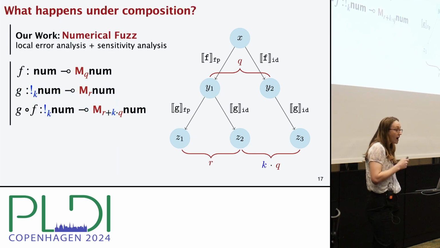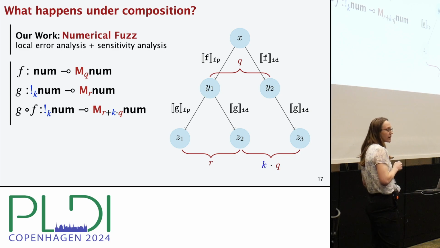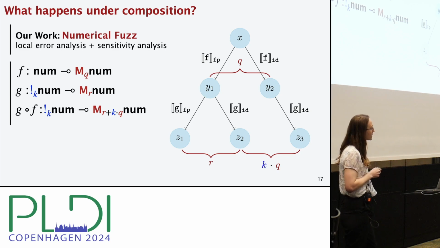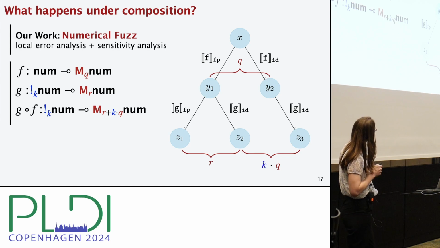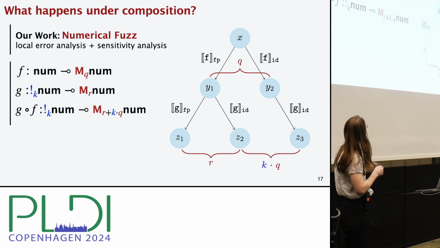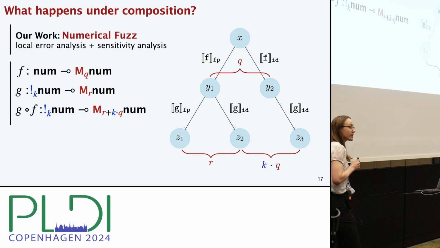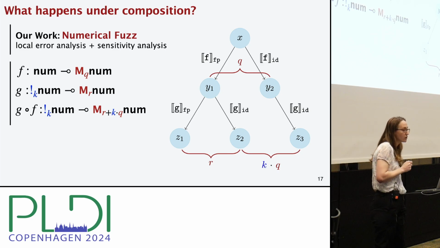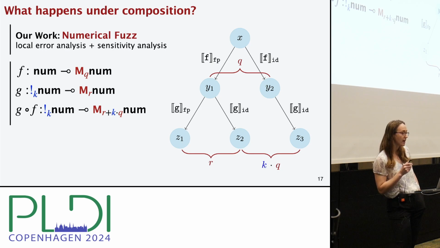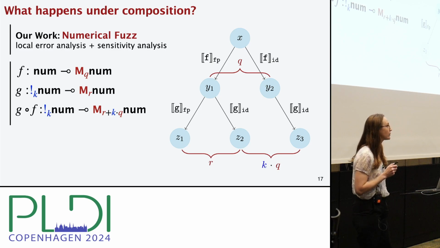All right, so now in Numerical Fuzz, we answer this question of what happens under composition for rounding errors using the combination of the local error analysis and a sensitivity analysis. So we know now if our function f produces at most q local rounding error, and our function g is k-sensitive in its arguments and produces at most r local rounding error, then the composition of g and f will be a k-sensitive function that produces at most r plus k times q rounding error.